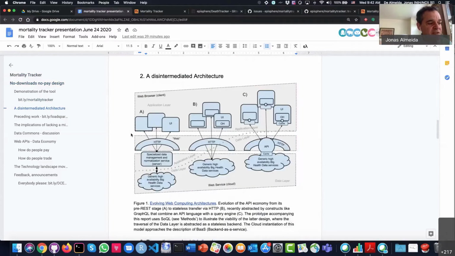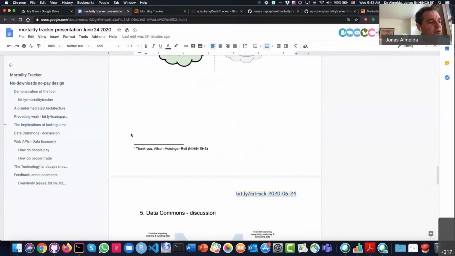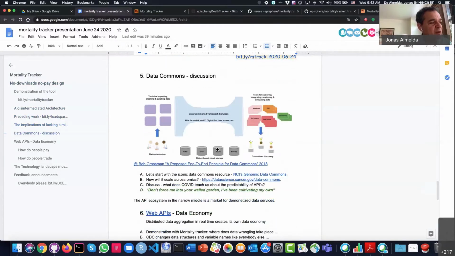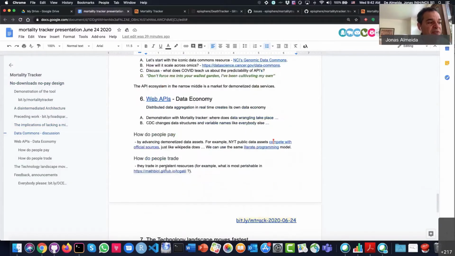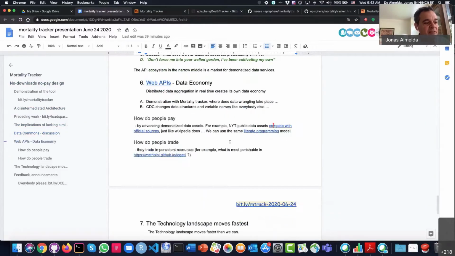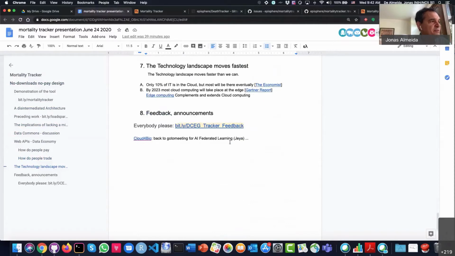Then we'll start touching on issues of architecture, but also issues of economy. How do people trade? So this is the data commons era. How do people trade in data assets? How do different institutions compete to make these assets available to others? And how do data services find a market in these new technological platforms like cloud computing and, increasingly, also edge computing?